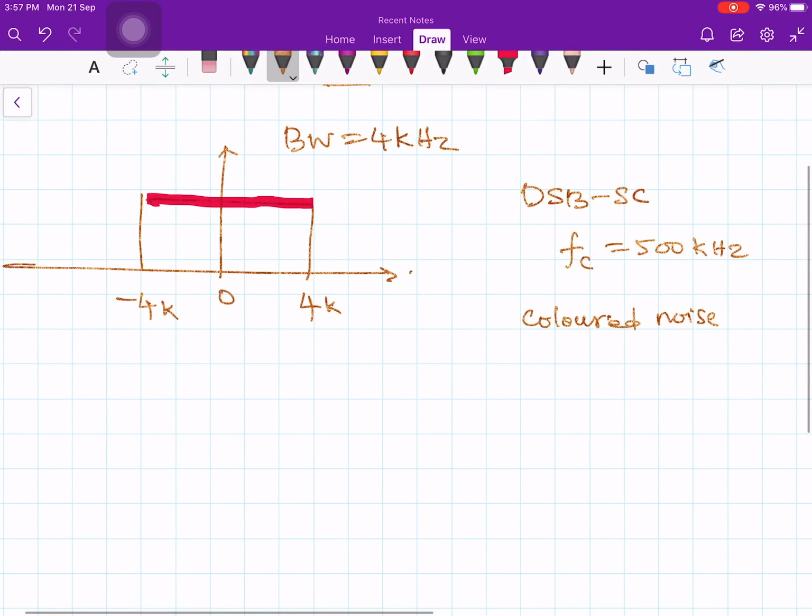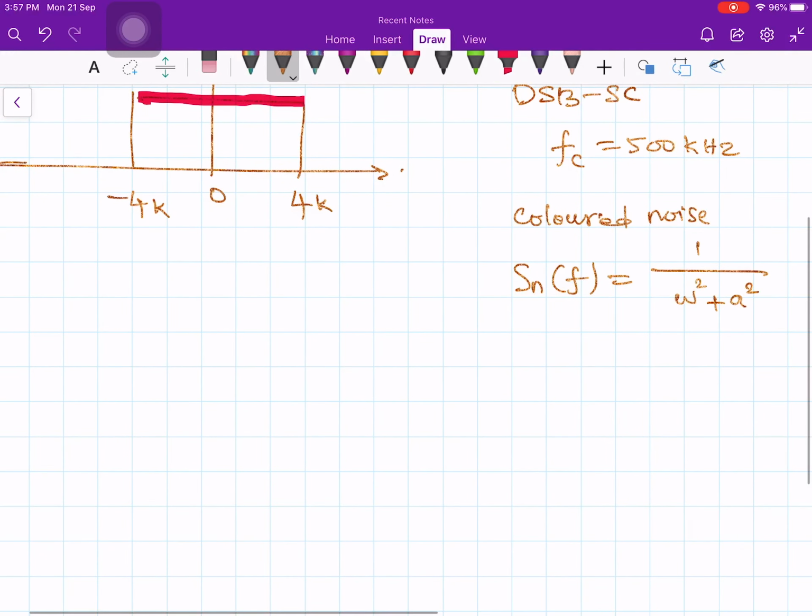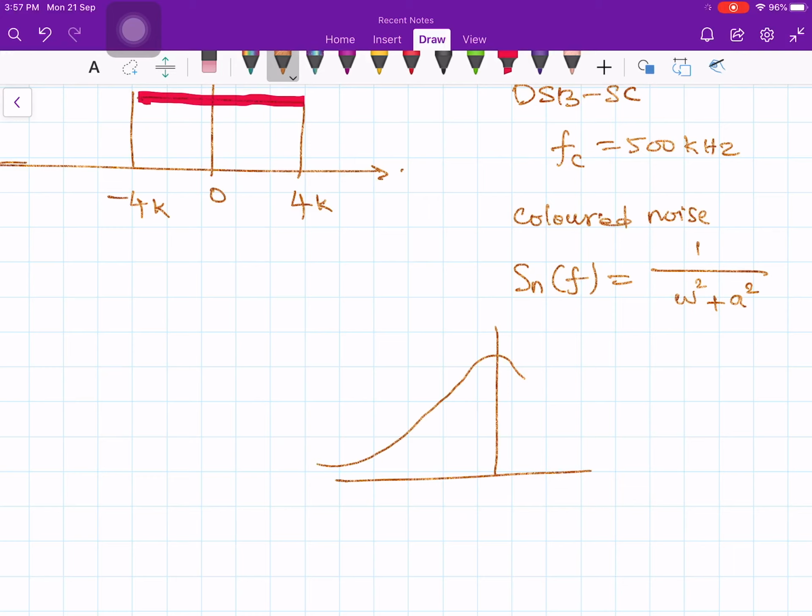Let us say the colored noise is given by Sn of omega equal to 1 divided by omega squared plus a squared. If you try to plot this density function, it goes like this. Generally white noise means it will be flat like this, but this one will be like that. So we are assuming the noise power spectral density function to be something like this.